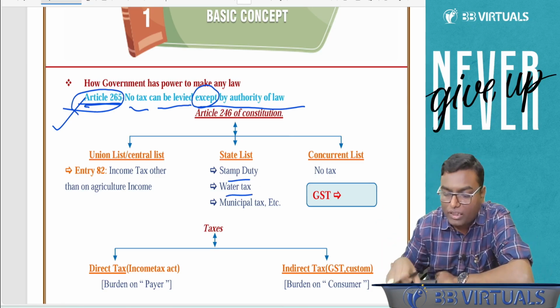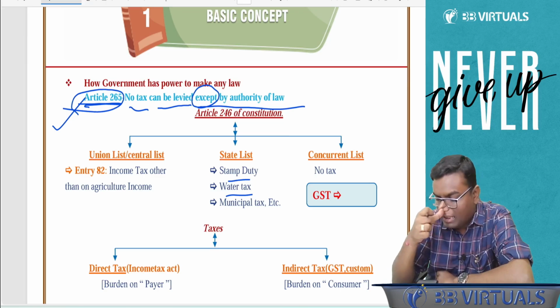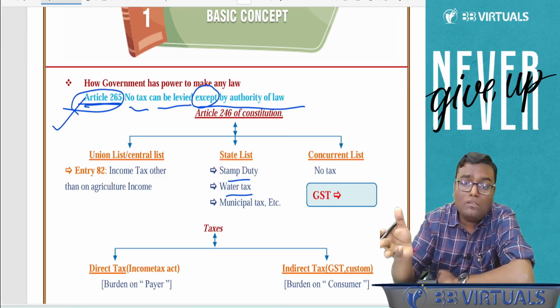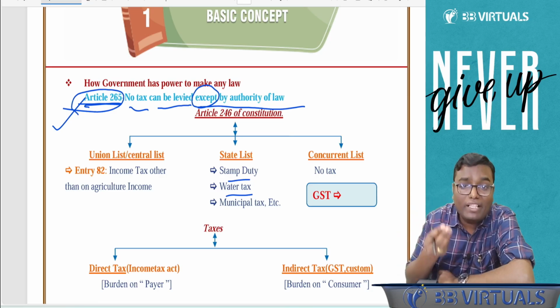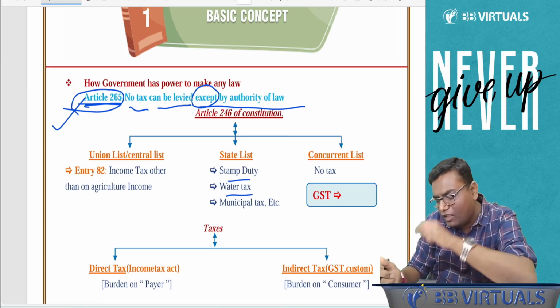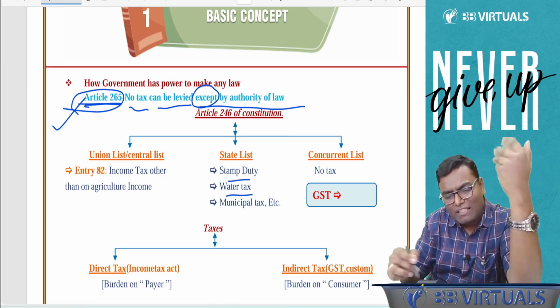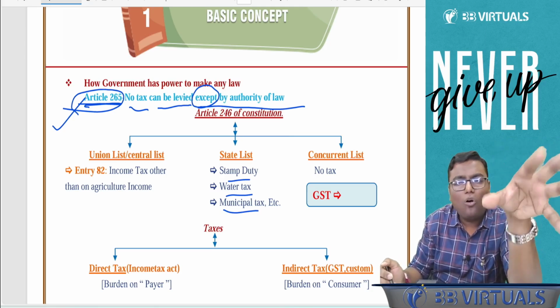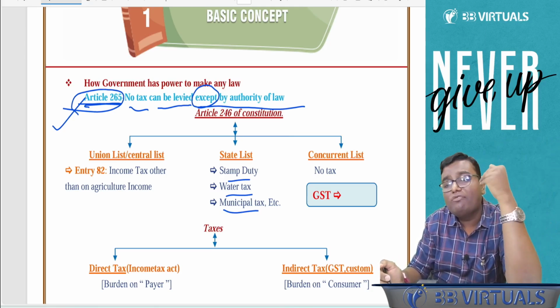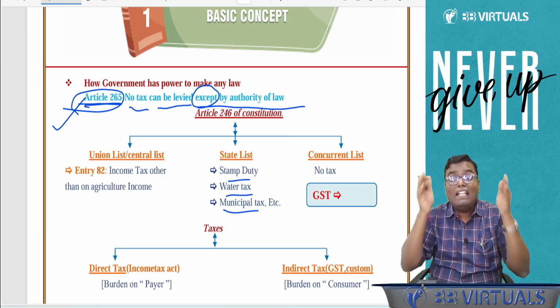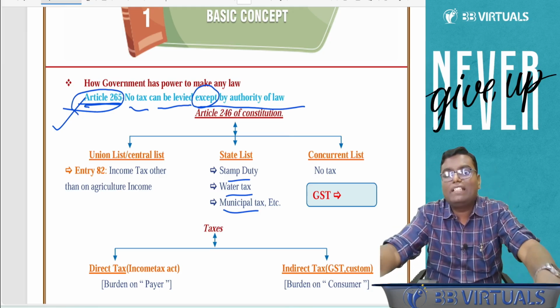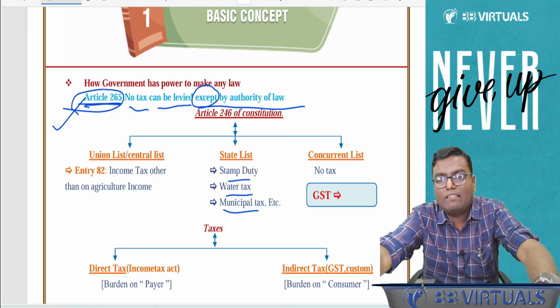Second is called water tax. Now, because you are getting pure water to drink and use in your state, you have to pay a water tax. That is one kind of municipal tax. Same way, municipal tax, property tax, all these kinds of tax are collected by which government? State government. And hence it is given under which list? State list. It is given under state list.